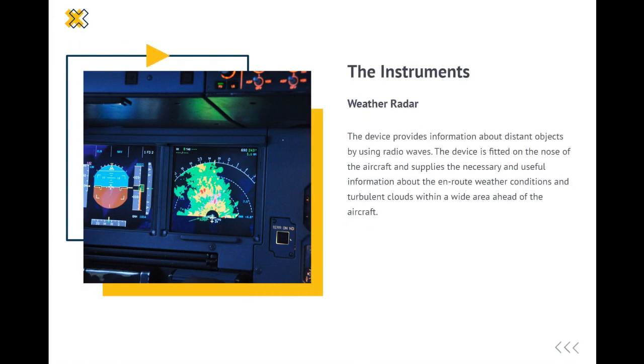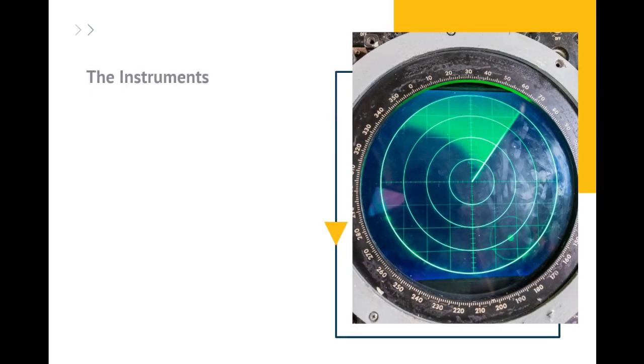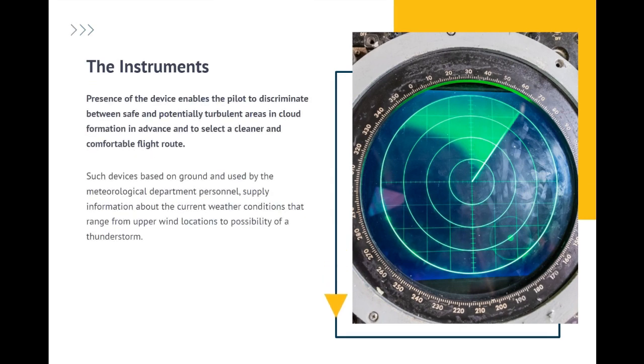Weather radar. The device provides information about distant objects by using radio waves. The device is fitted on the nose of the aircraft and supplies the necessary and useful information about the en route weather conditions and turbulent clouds within a wide area ahead of the aircraft. Presence of the device enables the pilot to discriminate between safe and potentially turbulent areas and cloud formation in advance, and to select a cleaner and comfortable flight route.